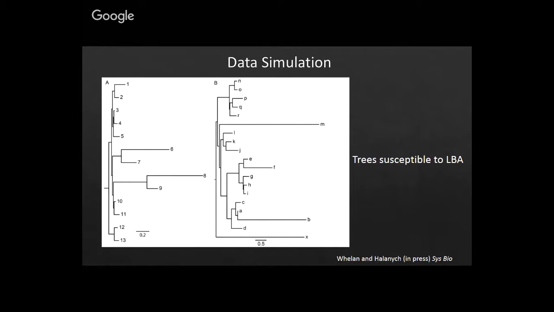We know that they were susceptible to long branch attraction because we ran maximum parsimony as a control. Of course, maximum parsimony is more susceptible to long branch attraction than model-based methods. And in that case, the long branches were attracted to each other. So we are pretty confident that these are trees that are susceptible to long branch attraction.